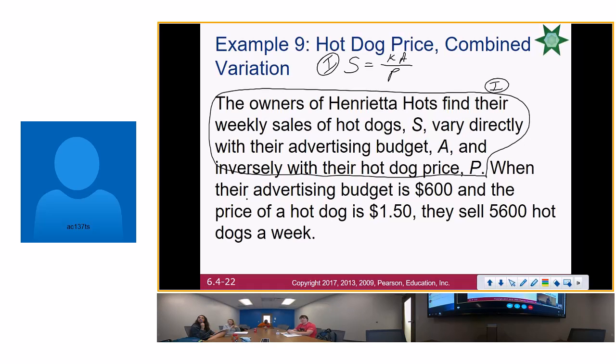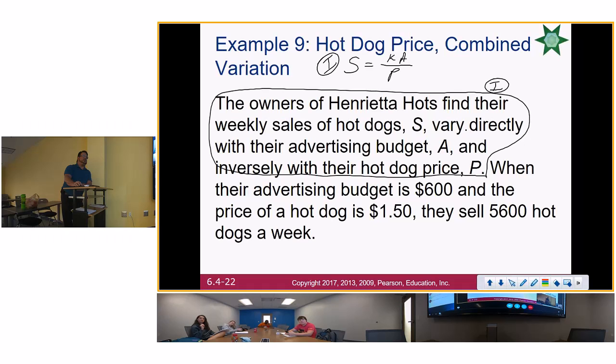When their advertising budget is $600 and the price of a hot dog is $1.50, they sell 5,600 hot dogs a week. So what was S? S is 5,600. Varies directly. Advertising budget is 600. So A is 600. And the price of a hot dog is $1.50. All right, let's see what happens.